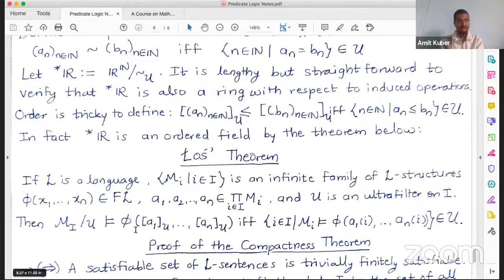And because of this, okay, this could be a bit intimidating in the first go, but remove dependence on these elements. Let us say phi is a sentence of L. Then phi is true in the ultraproduct if and only if phi is satisfied by a large number of component structures M_i.